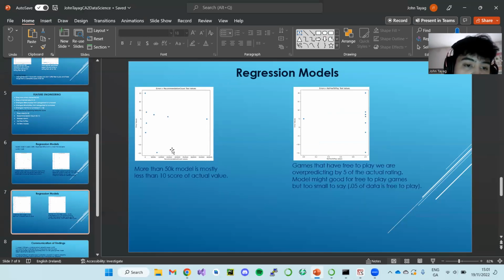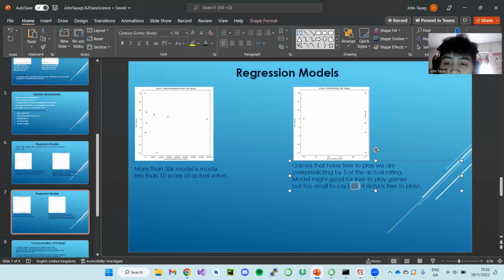And for the recommendation counts, above 50K is where our model suits best, because it's almost like a straight line where it's about 8 above. We're predicting 8 above the actual Metacritic score. And the fact that most games don't have free to play, and the games that have free to play only account for 0.05 of our data, we can ignore that, as we can't really say that's for definite. But anyway, for no free to play, we can be predicting 20 above the actual, or even minus 15 where it's distributed.